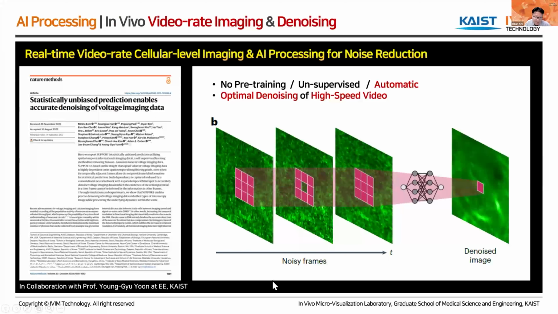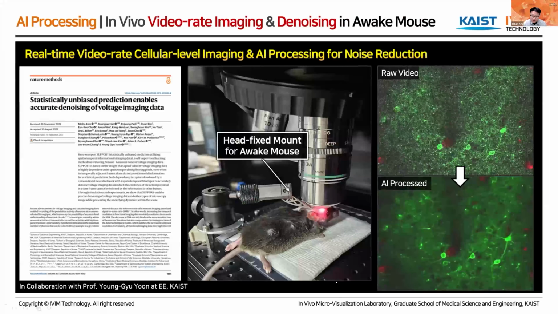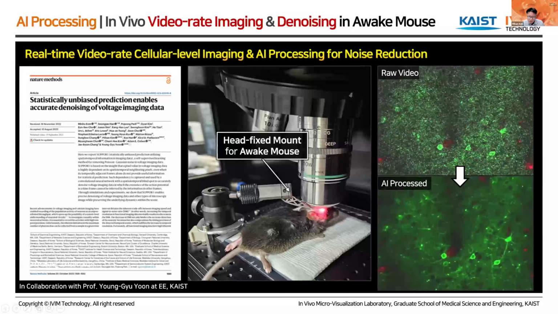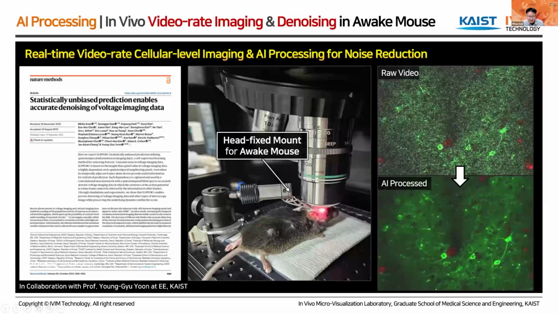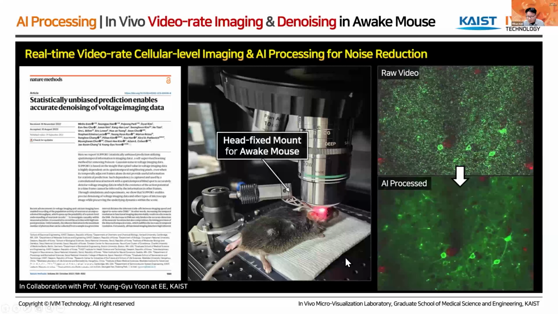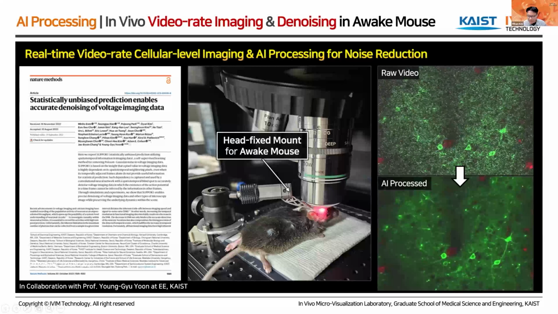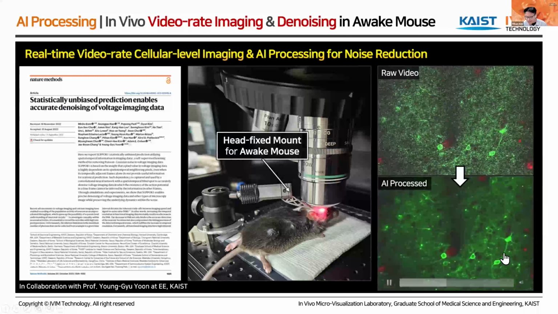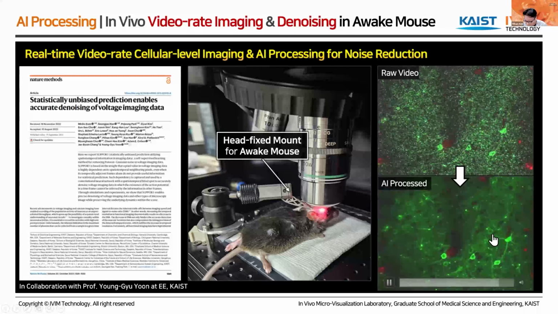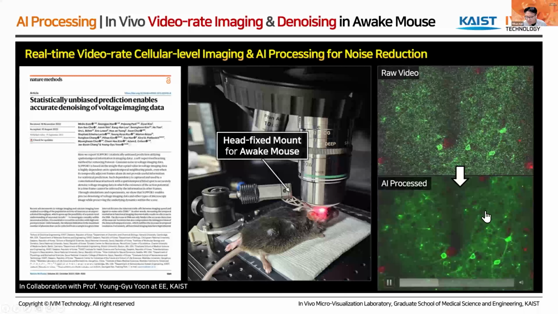Also, based on this high-speed imaging capability, we recently developed an automatic AI framework for denoising of the high-speed video. This is one example. We prepared the awake mouse under our microscope objective lens by using this head fixed mount. This is the raw video obtained from the GCaMP6F Thy1 mouse. After the denoising, we can nicely identify the individual dendrites and spines in this mouse model.